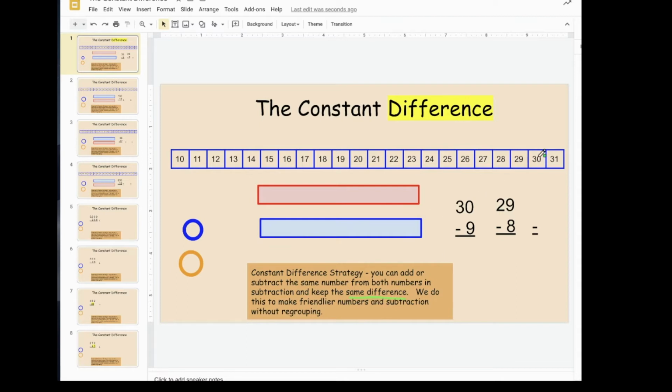So I have 30 and I'm going to subtract 9. So I'm here at 30 and I'm going to subtract 9. 1, 2, 3, 4, 5, 6, 7, 8, 9. So this is where I land at 21. Now let's see how that looks in the algorithm.